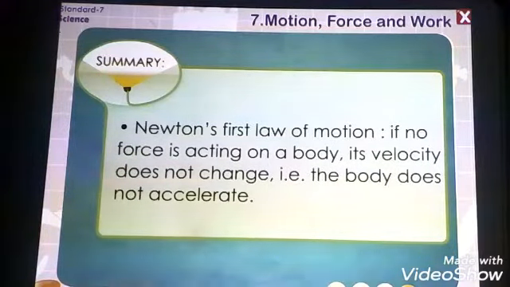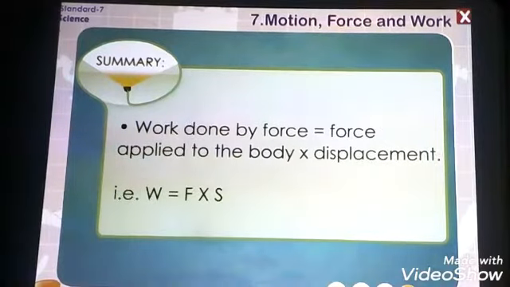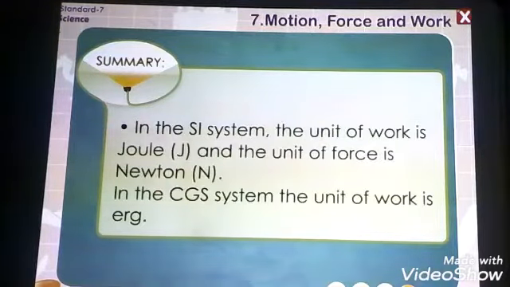Newton's first law of motion: if no force is acting on a body, its velocity does not change. That is, the body does not accelerate. Work done by the force is equal to force applied to the body into displacement. Therefore, W is equal to F into S. In the SI system, the unit of work is joule, denoted by J, and the unit of force is Newton, denoted by N. In the CGS system, the unit of work is erg.